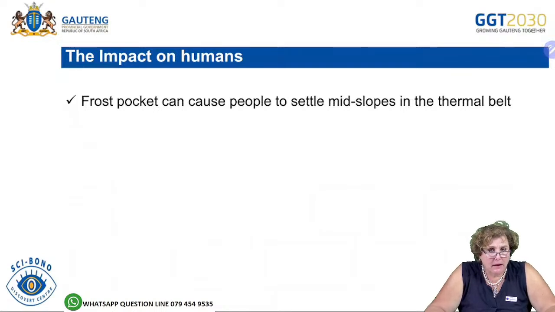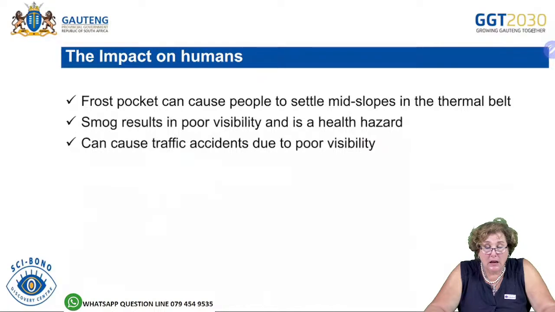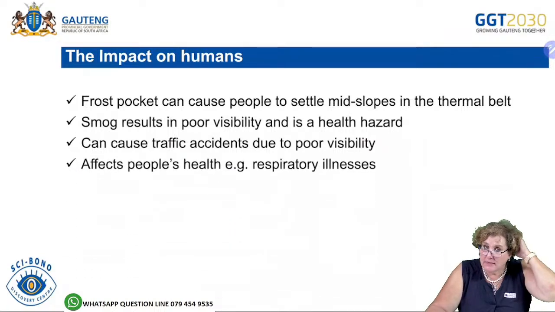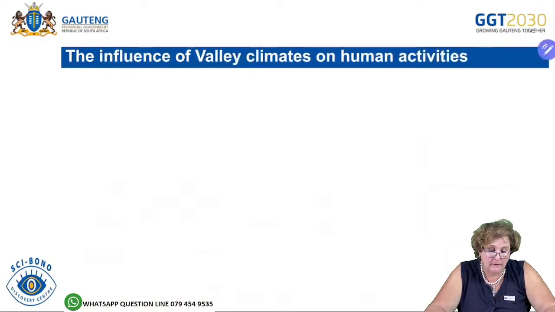How does it impact humans? A frost pocket can cause people to settle in the middle slopes in the thermal belt. The smog that I spoke about, the pollution in combination with the clouds, can cause poor visibility, and it's a health hazard. It can cause sinusitis. If you drive in a car, you can't see properly. It can cause traffic accidents due to poor visibility. It affects the people's health, for example, respiratory illnesses.